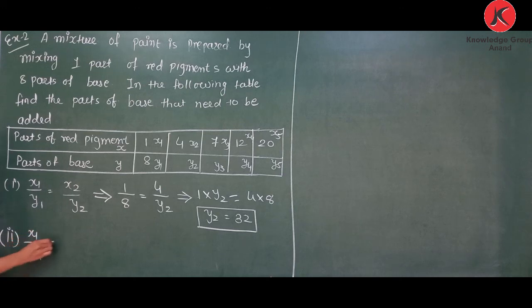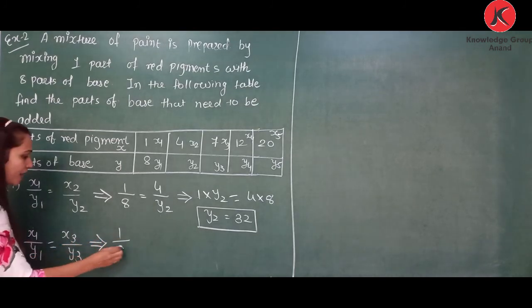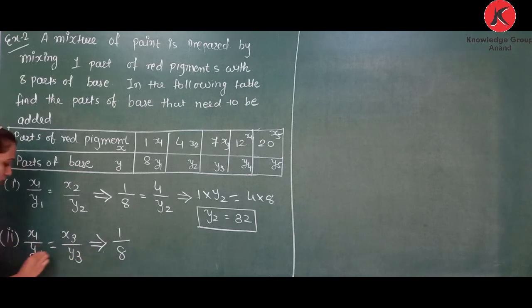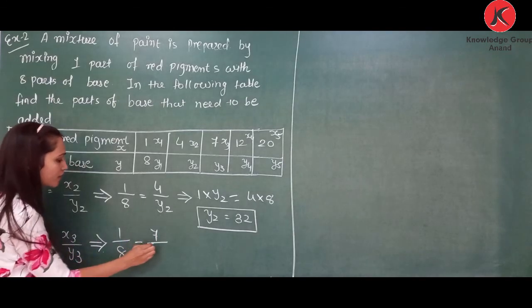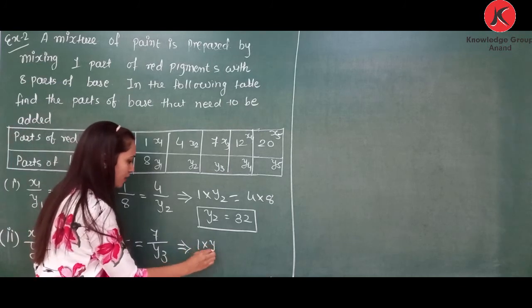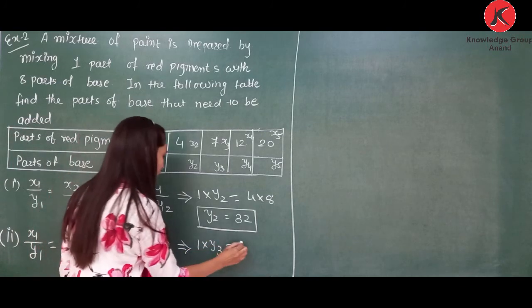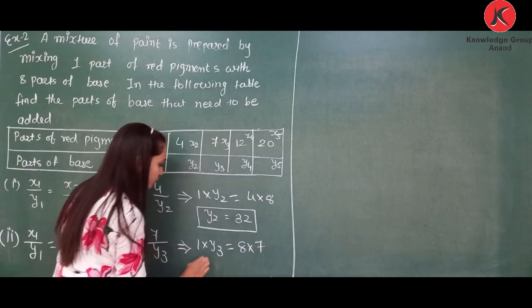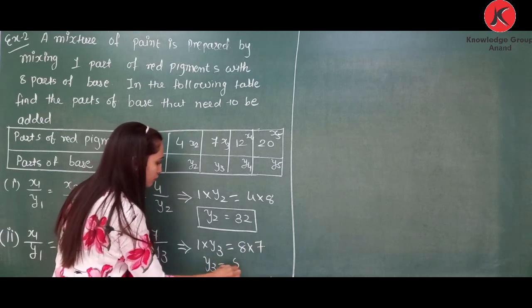x1 divided by 1 is equal to x3 divided by 2. Again you can write x2 divided by 2 is equal to x3 divided by 3, because the ratio will remain the same. So 1 by 8, where 1 is x1 and 8 is y1, is equal to 3 by y3. Cross multiply, 1 multiplied by y3 is equal to 8 multiplied by 7. So y3 is equal to 56.